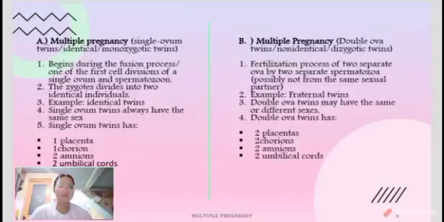In this case, the sexes of the fraternal twins may either be the same or different from each other. Some characteristics of double ova twins are having two placentas, two chorions, two amnions, and two umbilical cords.